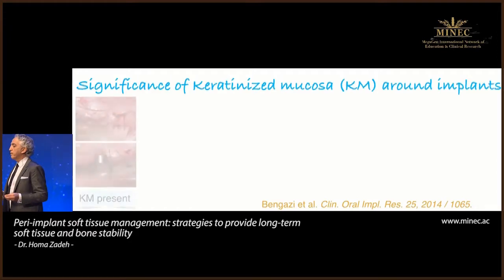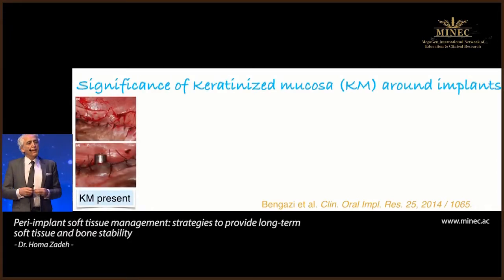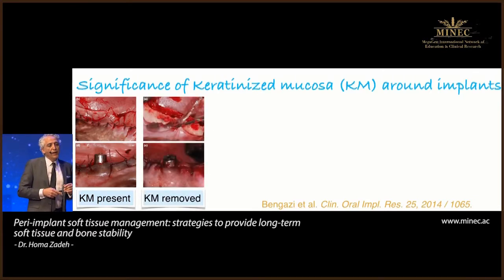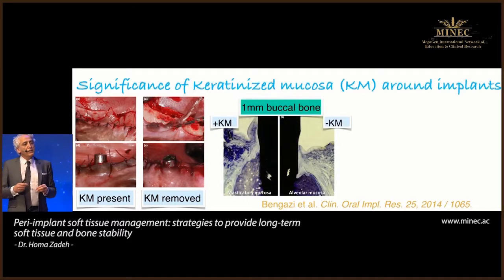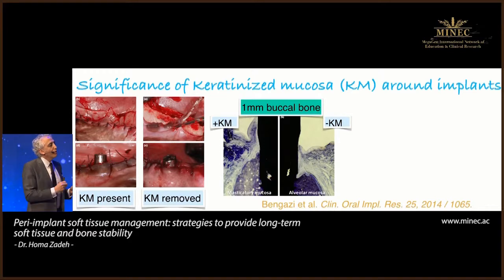Now, the group from Klaus Lang went a step further. They also placed implants in a dog model with intact keratinized mucosa, and in the experimental group, they completely cut out the keratinized mucosa and sutured the flaps. When they looked at these, they looked not only at the mucosa, they looked at the bone. And what they found is that wherever they cut out the keratinized mucosa, that group exhibited more bone loss.